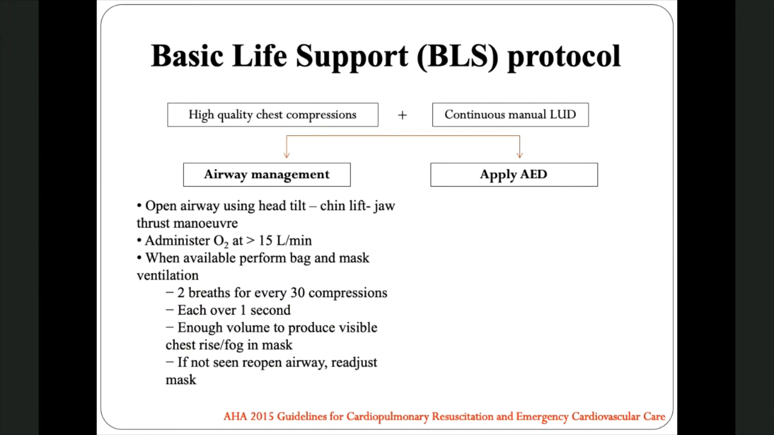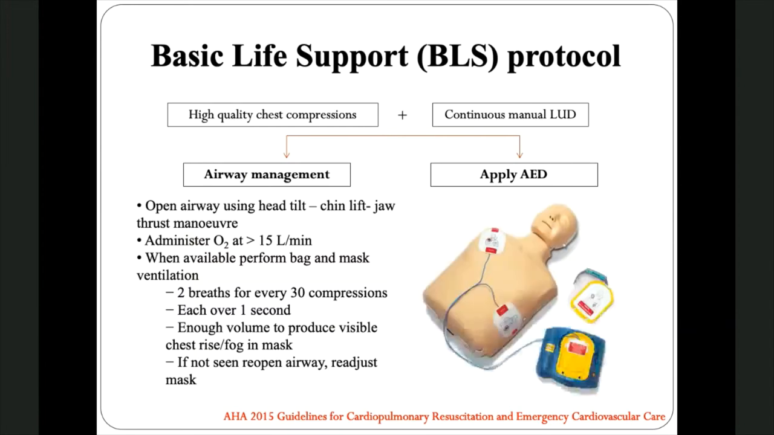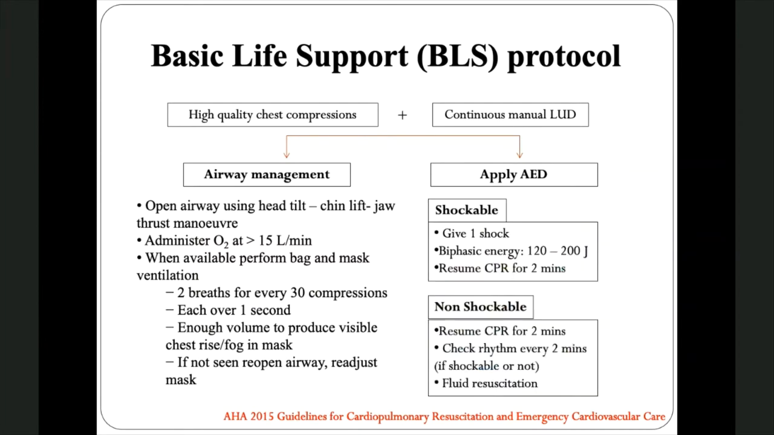When available, perform bag and mask ventilation, 2 breaths for every 30 compressions, each over 1 second. Enough volume to produce visible chest rise. If not seen, reopen the airway and readjust the mask. In the meantime, you should apply an automated external defibrillator, and if a 12 lead ECG is available, that should be applied at the same time. So you will get an idea if there is any cardiac arrhythmia, then this defibrillator can be used. This shows the shockable and non-shockable rhythm.